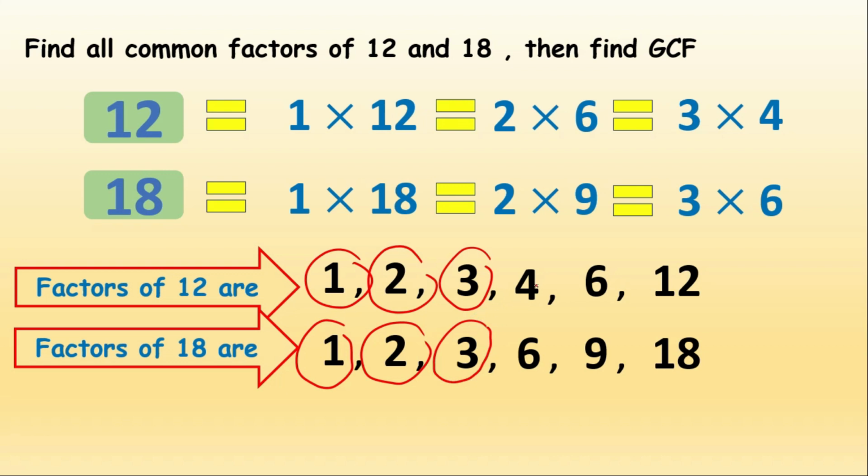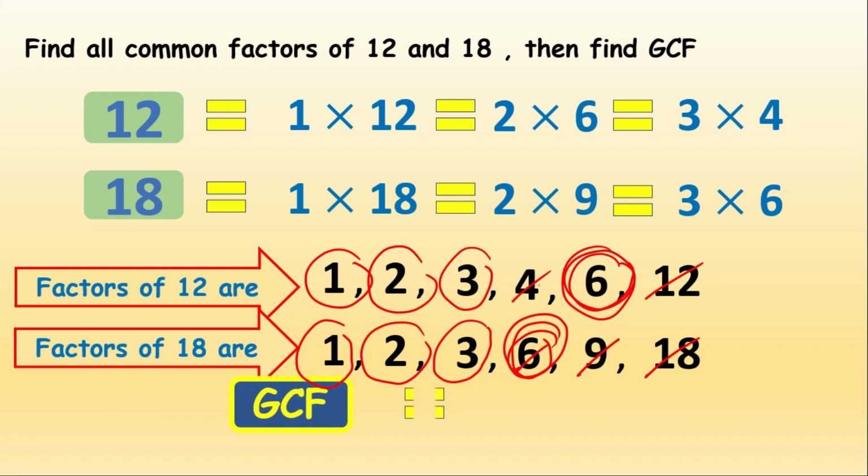Got it? So is 4 a common factor? No. Is 6 a common factor? Yes, 6 is a common factor up and down. Is 12 a common factor? No. 9? No. 18? No. So which is the greatest common factor? The greatest one is number 6. So the greatest common factor is 6.